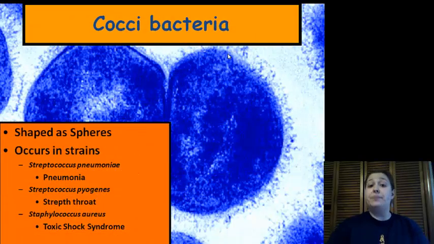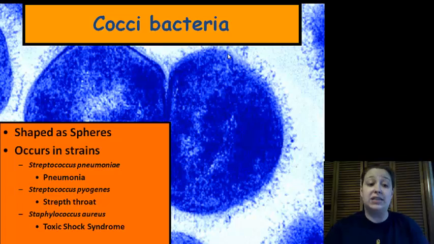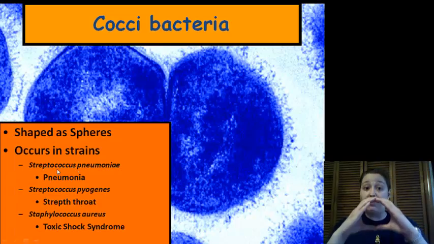Cocci bacteria means round bacteria. There are lots of different strains of them, but wherever you see coccus or cocci, it means it's going to be a round bacteria. So an example would be Streptococcus pneumoniae, that gives pneumonia. Streptococcus pyogenes, strep throat. And Staphylococcus aureus, which can give you toxic shock syndrome. All of these have coccus in them, which means they're going to be round-shaped.